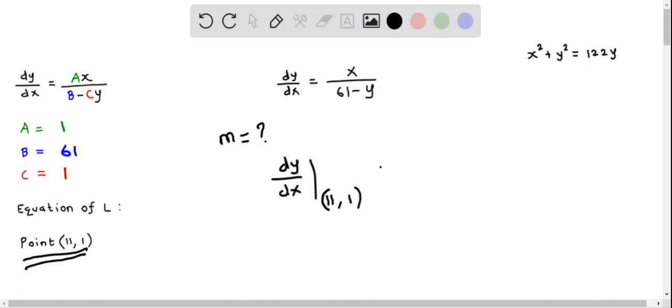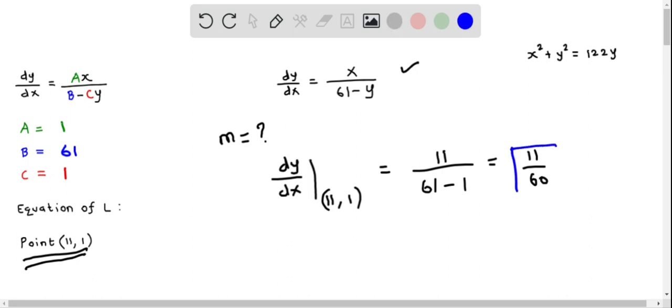So let's evaluate this. So we plug in x equal to 11 and y equal to 1 into this dy by dx. So when we do that, we get x is replaced as 11 and y is replaced as 1. So it becomes 11 over 61 minus 1, and this gives 11 over 60. So this is the slope of the line at the given point. So we can consider this equals m.